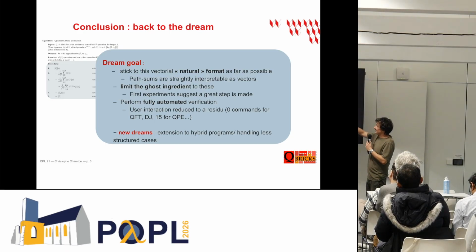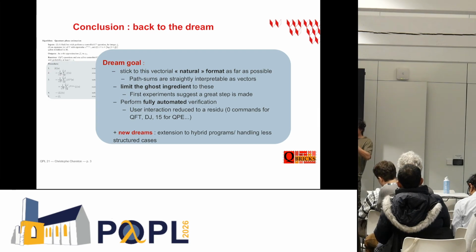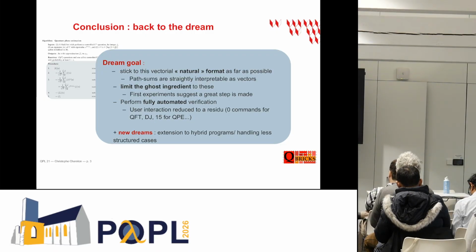First, about sticking to the vectorial nature format as far as possible. Here I think the path sum is very powerful because, strictly speaking, it is just the natural, common, standard literature format for the description of states, minus some elements. So it is exactly that, minus the sigma, minus the complex expansion, and so on.